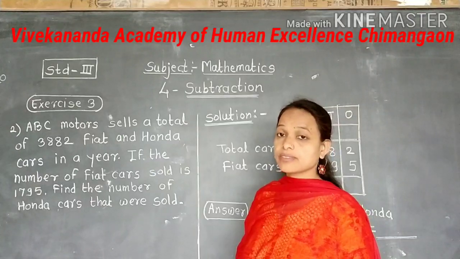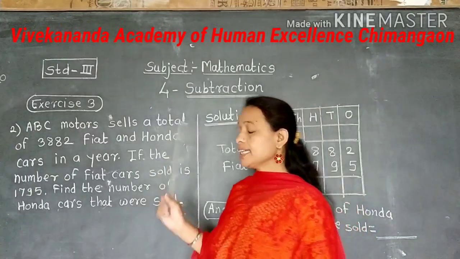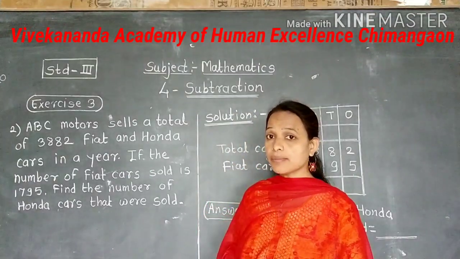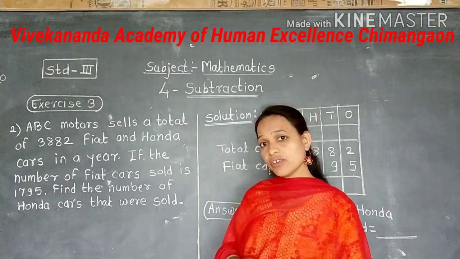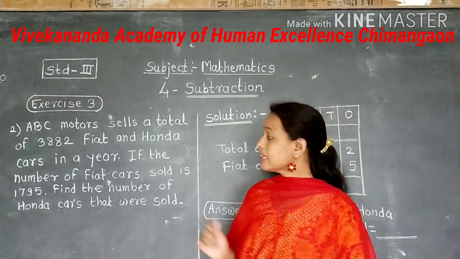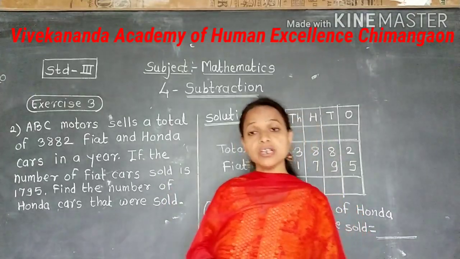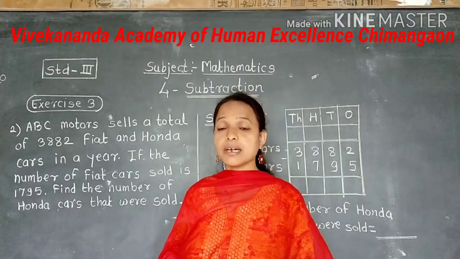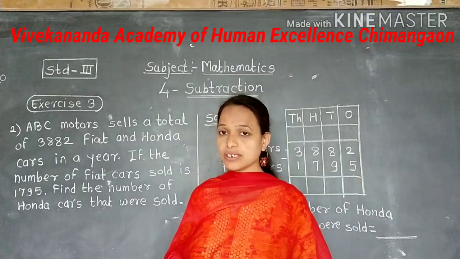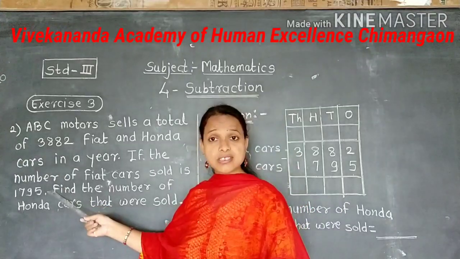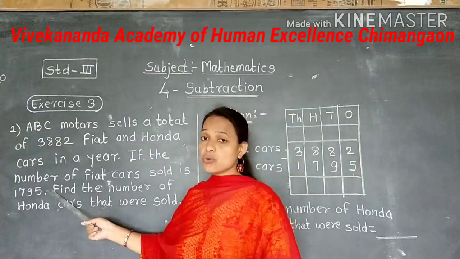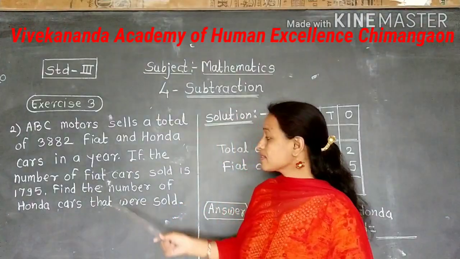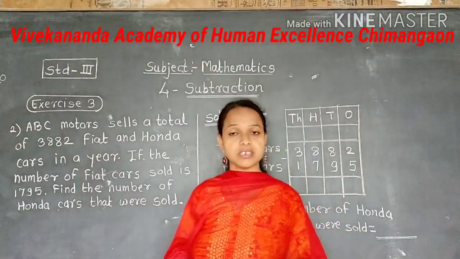Look here and listen carefully. In this example, the total number of cars of Fiat and Honda is given. Yearly they sold 3,882. From that, the number of Fiat cars sold in a year is 1,795. And you have to find out here the number of Honda cars that were sold in a year.